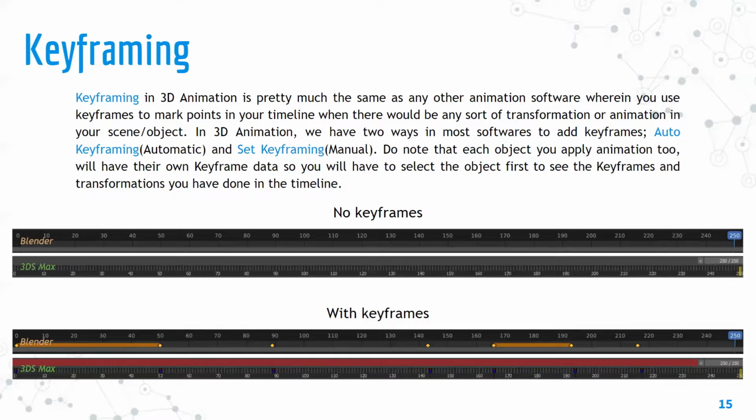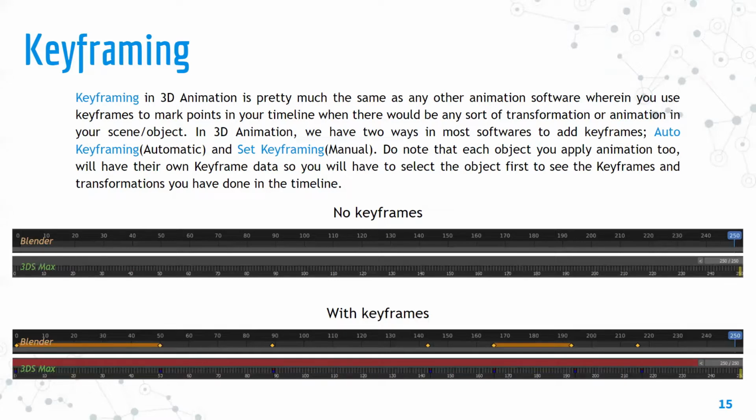Now, do note that each object you apply animation to will have their own keyframe data. So we will have to select the object first to see the keyframes and transformations you have done in the timeline. Now, unlike some 2D animation softwares where we're presented already with the keyframes all throughout your scene, dito sa 3D animation, hindi natin sila makikita kagad without selecting it. So we have to select them first just to show the keyframe data of that specific object.